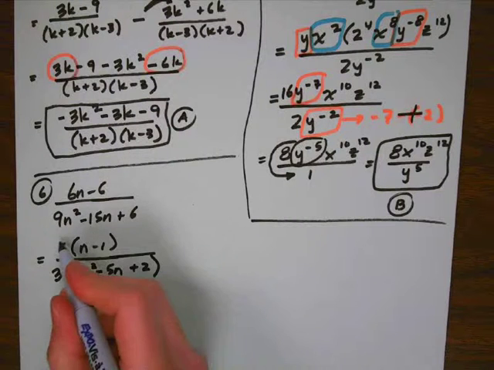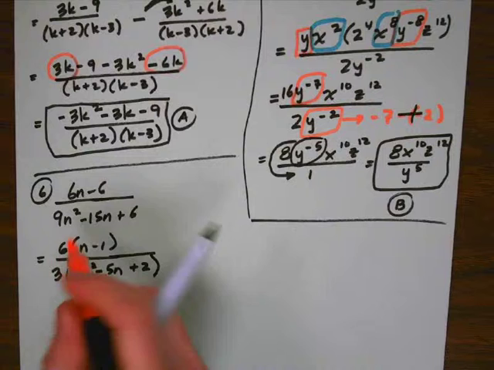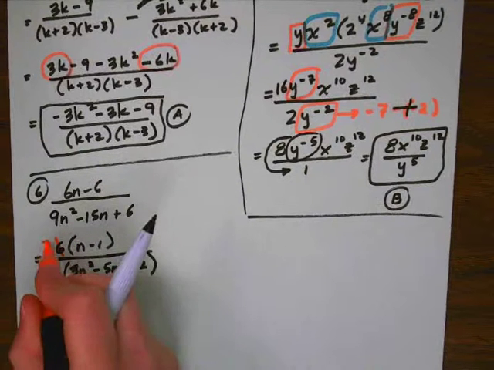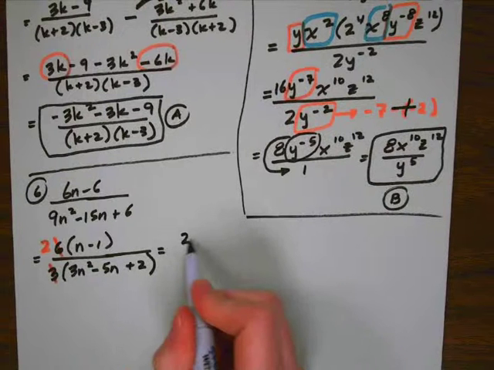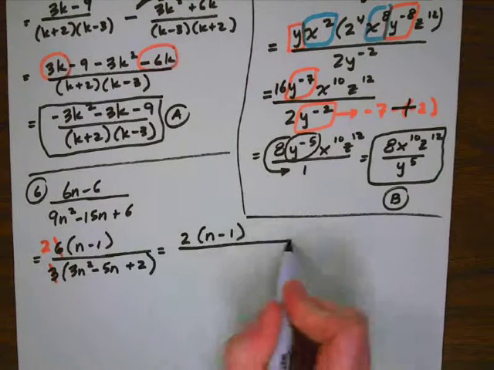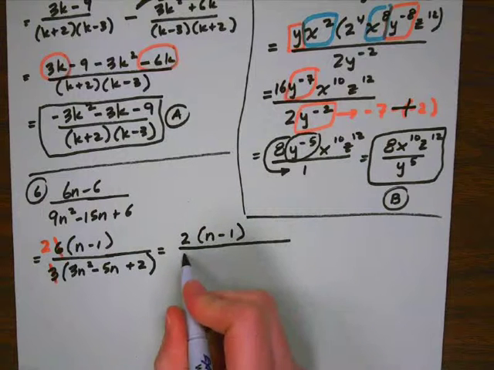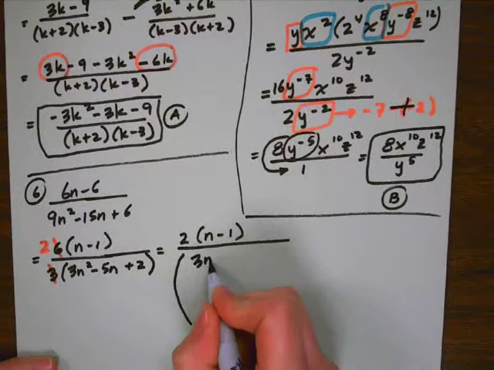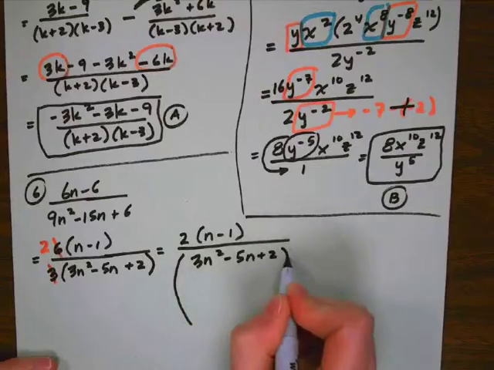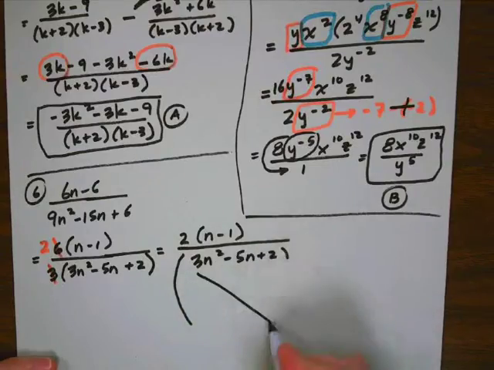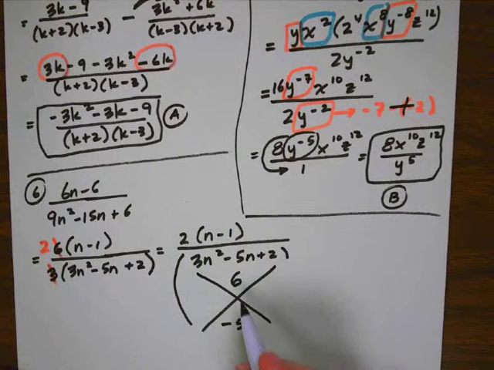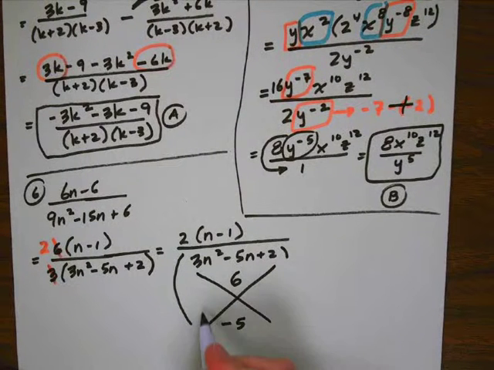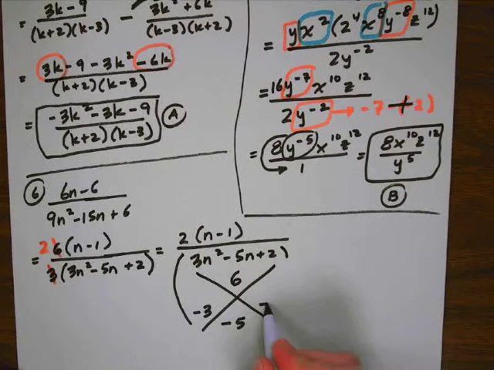Okay, so if I'm looking out here, I can reduce the 6 and the 3. 6 divided by 3 comes out to 2. And then, within the parentheses that we have left, we want to see if we're able to factor the denominator using the diamond. So we have 3n squared minus 5n plus 2. Alright, so we've got, in the top of the diamond, 3 times 2 is 6. And in the bottom we have negative 5. So we're looking for two numbers that multiply to positive 6 and add up to negative 5. So that would be negative 3, negative 2.